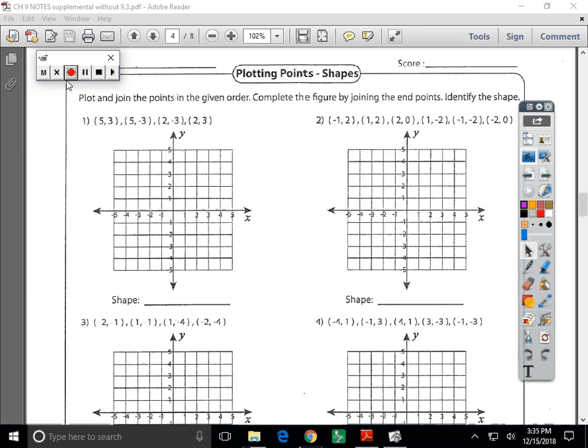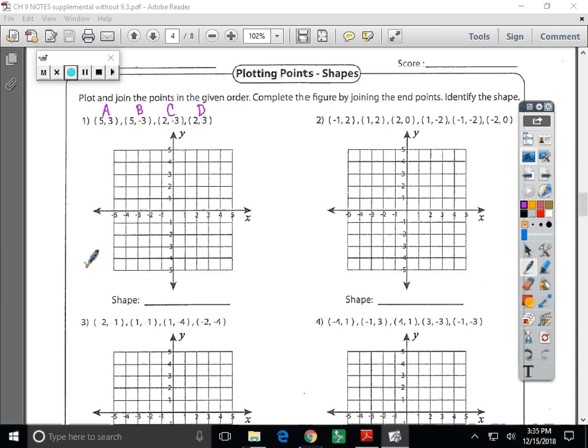It says plot and join the points in the given order. So we're supposed to follow the order that we plot the points. Complete the figure by joining the end points. Identify the shape. So I'm going to help us out here. I'm going to let us identify these by calling the first ordered pair point A, the next ordered pair point B, the next ordered pair point C, and this last ordered pair point D. That way when we go to label their identity or find them on our coordinate plane, there will be a little less labeling, a little less mess, and more space for us to work with.